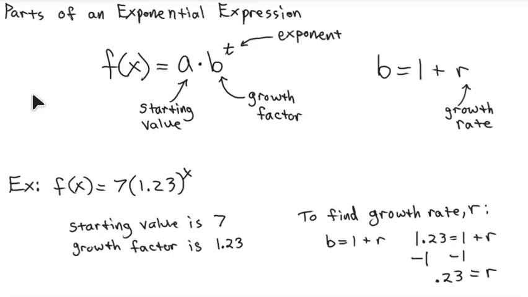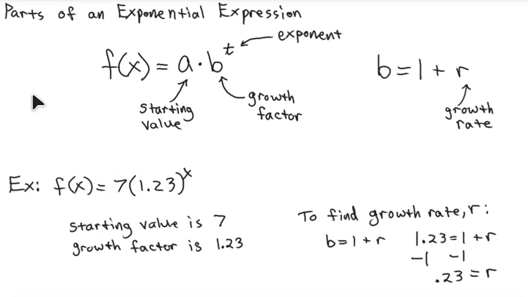36.672. Okay, but if we put a different number in here, if we put a 1 in, we would get just 7 times 1.23. If we put a 0 in, then this 1.23 to the 0 power would equal 1, and we'd multiply it by 7, and we'd just get 7.